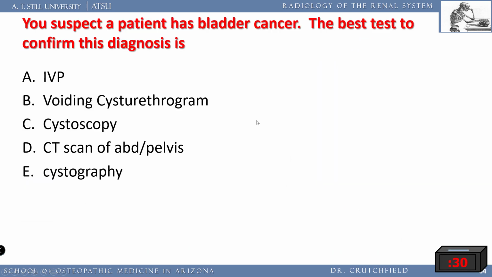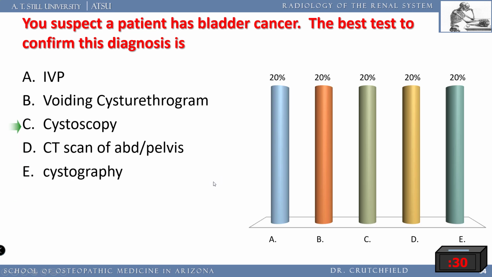So we suspect a patient has a bladder cancer. What's the best test to confirm the diagnosis? CT scan? Well, it might be a really small tumor and may not show in the bladder. Cystoscopy? Yeah, I could go in and take a look at it. That seems good. Cystography, voiding cystourethrogram, or an IVP? I would think the best diagnosis would be the one where I go look directly in the bladder and take a look. That to me seems like the best answer. Okay.